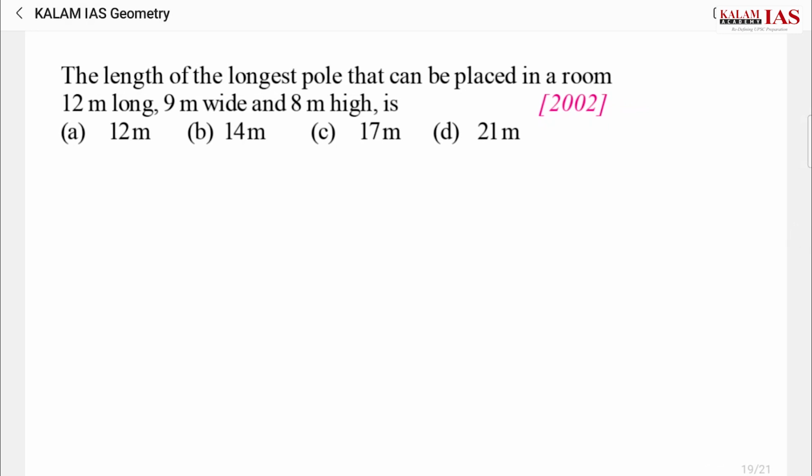This question requires the concept of visualizing things, because there's not much maths, but we have to visualize what is happening, and once you visualize that, you can easily solve this question. A pole is something that you can consider as a rod, and room is, just visualize things and then you can realize what is happening.